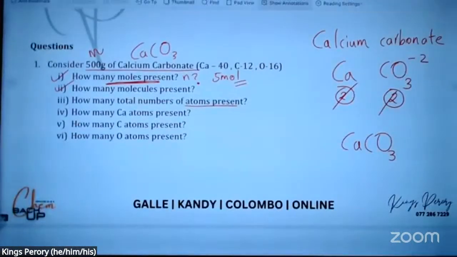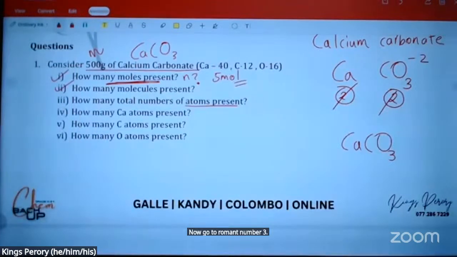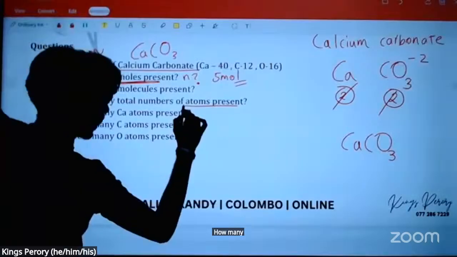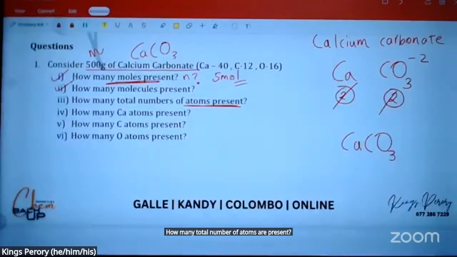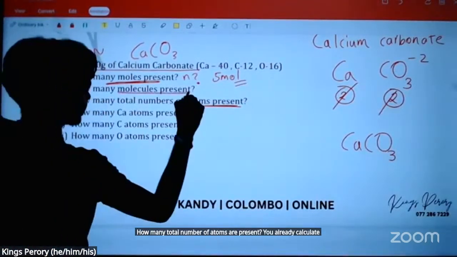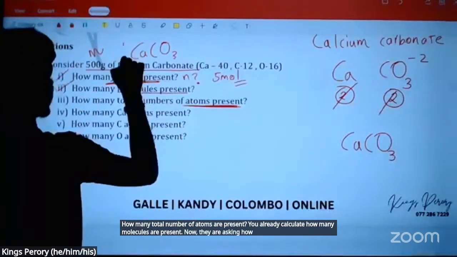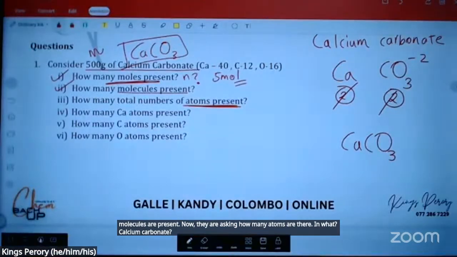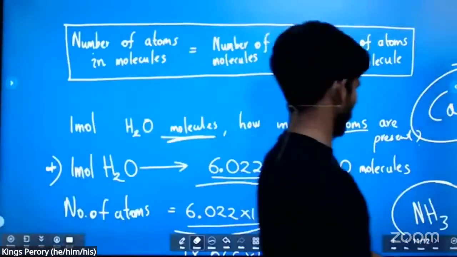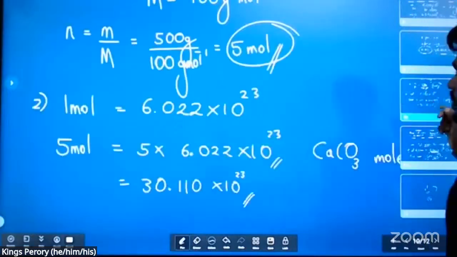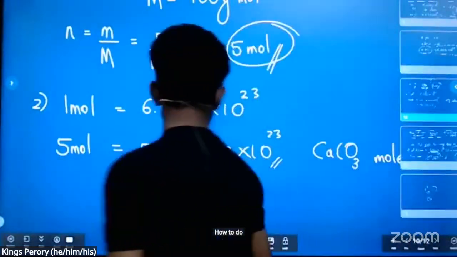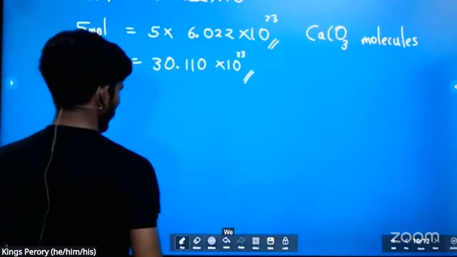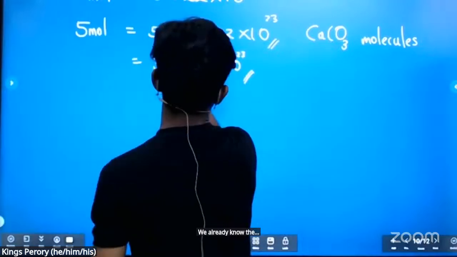Now go to Roman number 3. How many total number of atoms are present? You already calculated how many molecules are present. Now they are asking how many atoms are there. In what? Calcium carbonate. How to do the question? We already know the number of molecules.